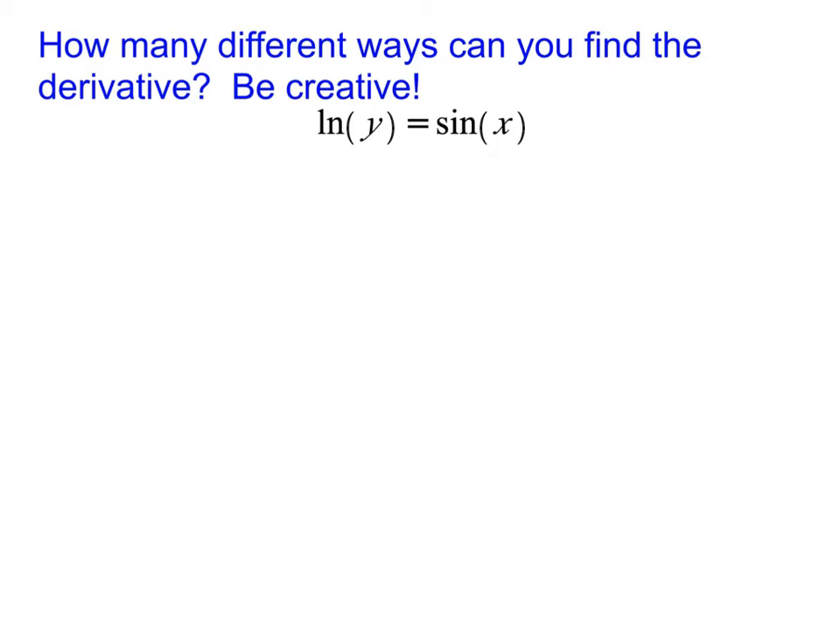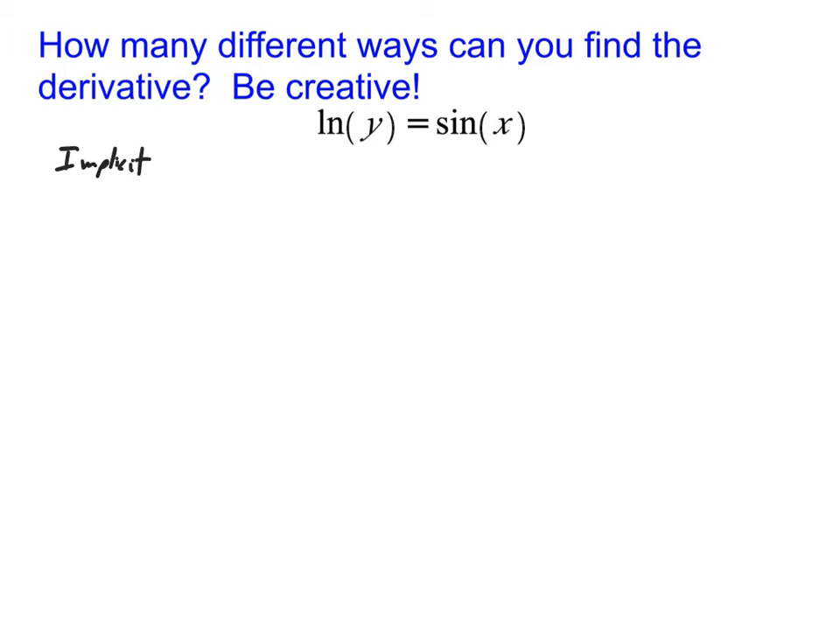Let's start by getting the obvious one out of the way. You could just do it implicitly, where we take the derivative of the left side and the derivative of the right side, and then we could solve for y prime from there. That is fine. That's kind of the default way, because that's how it's presented. But there are, of course, many other ways that you can go about it.